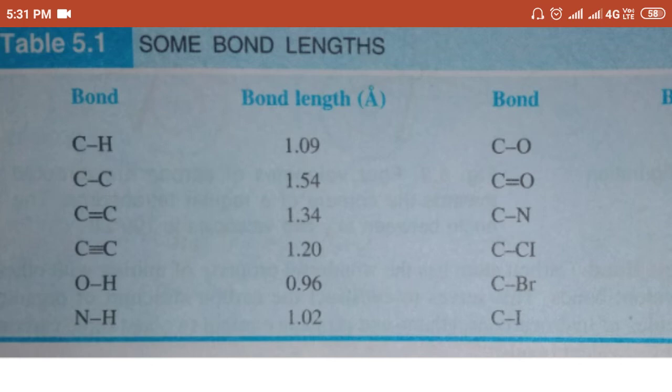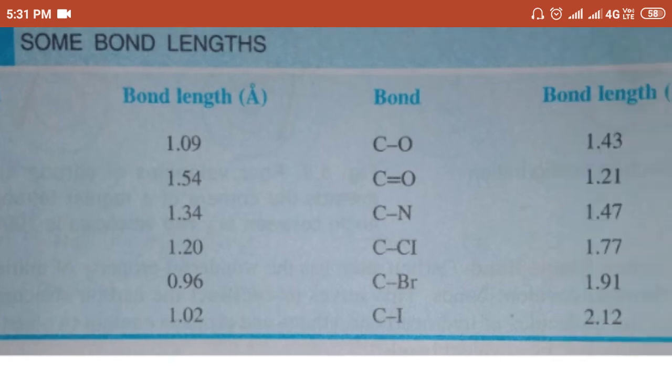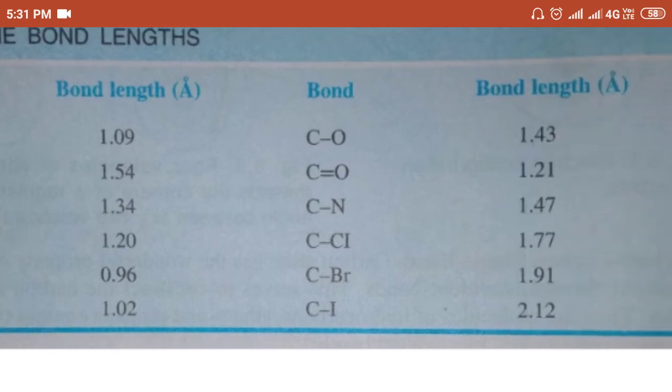In the case of the O-H bond, the bond length is 0.96 angstrom, and for the nitrogen-hydrogen bond, the bond length is 1.002 angstrom. For the carbonyl C single bond O, the bond length is 1.43 angstrom, and for the C double bond O, it is 1.21 angstrom. Here again the bond length decreases as the number of bonds increases. For C-N, the bond length is 1.47 angstrom.